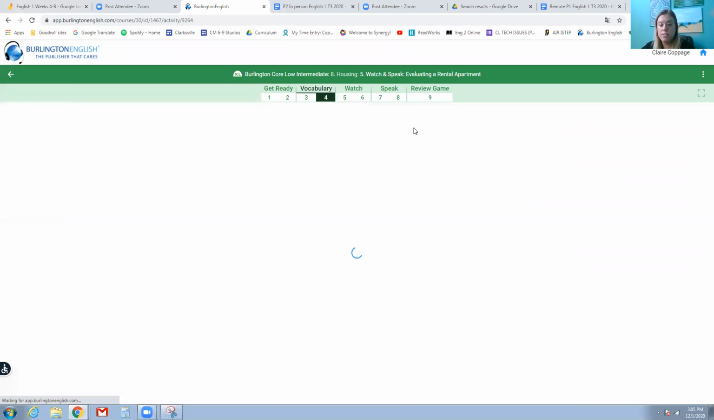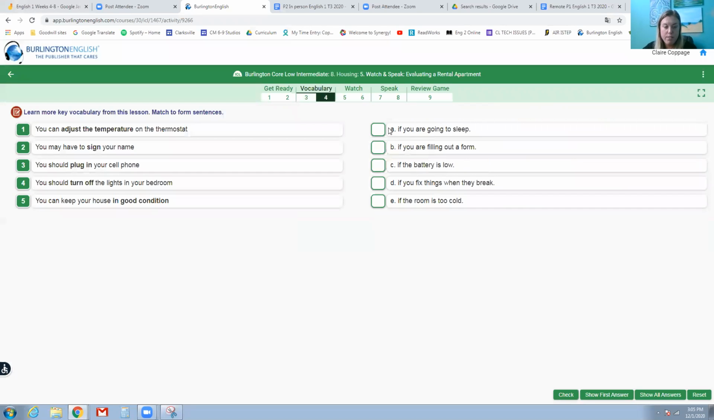Our next slide is also about some vocabulary, and we're going to match the statements with some if clauses. So for example, you can adjust the temperature on the thermostat if the room is too cold. If the room is too cold, you can adjust the temperature on the thermostat. We can interchange these if clauses.